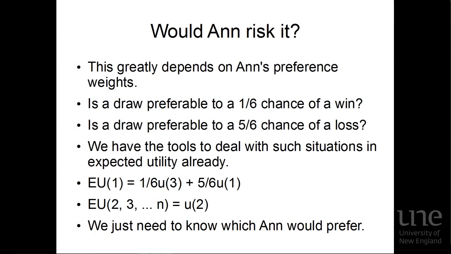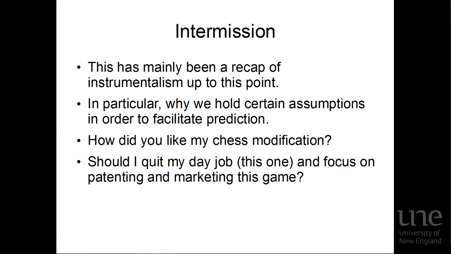Now we just need to know which Anne would prefer. And we do this just by watching what she does and saying, okay, one of those two utility functions will be the preferred utility function. And whichever it is, we know the preferences of Anne in that regard. Now, we can't work out a perfect preference, but we can say either EU1 is preferred or EU2 is preferred, judging by what Anne will do. Either of those actions will be rational, and we can work out the utility function from there.